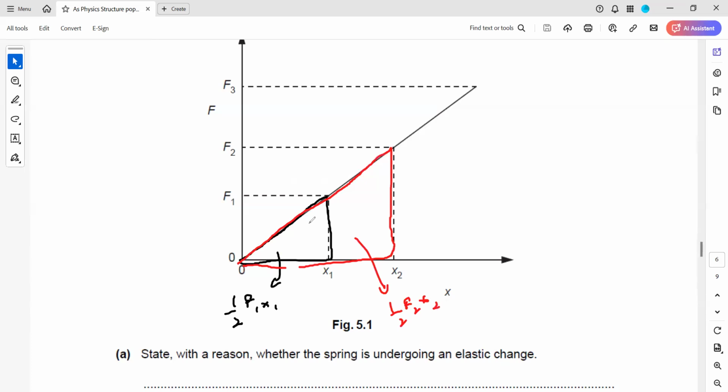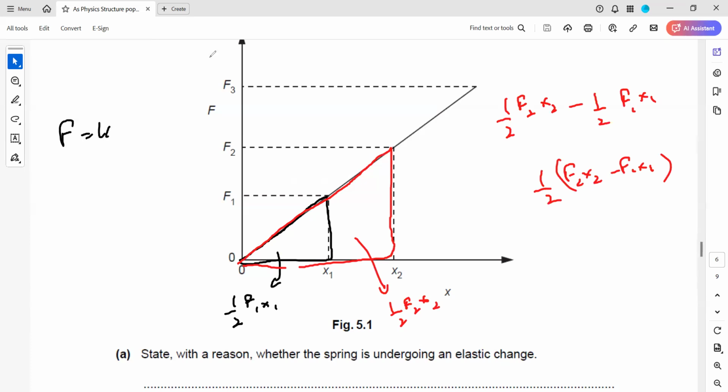And when I take the difference, it will be half F2 x2 minus half F1 x1. So it will be half, F2 x2 minus F1 x1. And because it is the same spring, we have the formula F is equal to Kx. In place of F, I can replace Kx. So if force is F2, extension will be x2. If force is F1, extension will be x1. So in place of F1 and F2, I can replace.